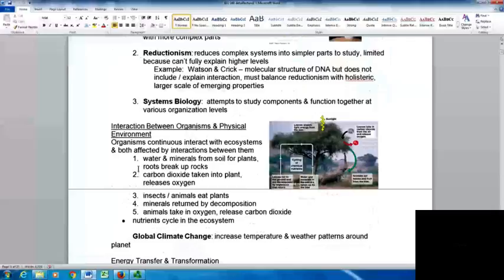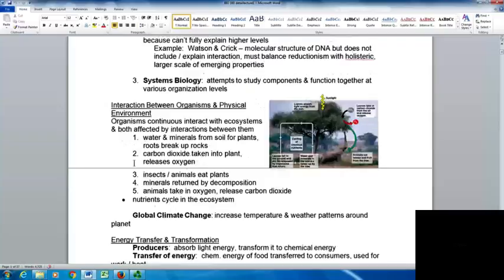So when we look at the interactions between the organisms and their physical environments, they're going to continually interact with the ecosystem. So they're going to be both affected by the interactions with each other and between the ecosystem. For example, minerals and rocks are going to form the soil for the plants. So as the roots from the plants start to grow, they're going to break up the rocks to help provide more water and minerals.